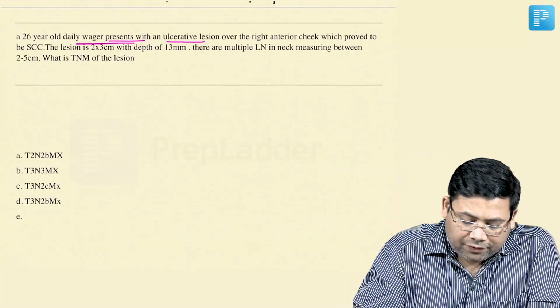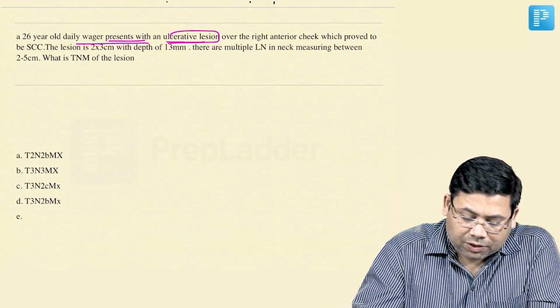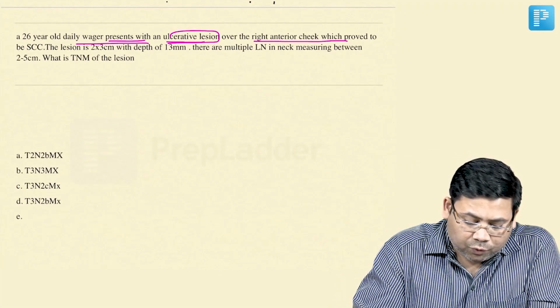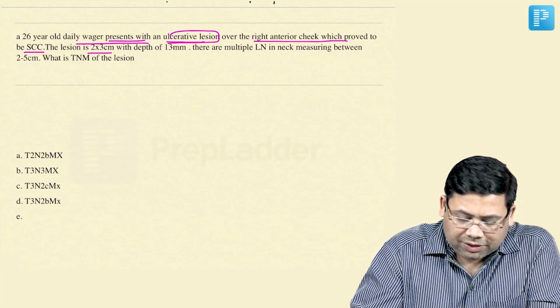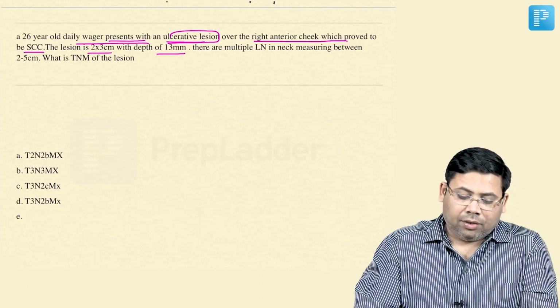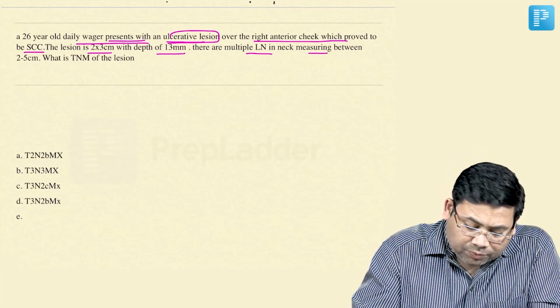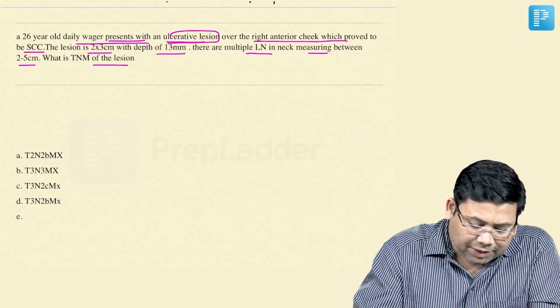A 26-year-old daily wager presents with an ulcerative lesion over the right anterior cheek, which proved to be SCC. The lesion is 2 by 3 centimeters with a depth of 13 mm. There are multiple neck lymph nodes measuring between 2 to 5 centimeters. Let us see what the TNM is.